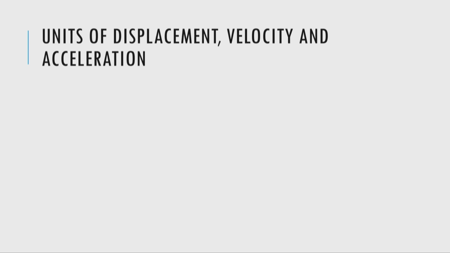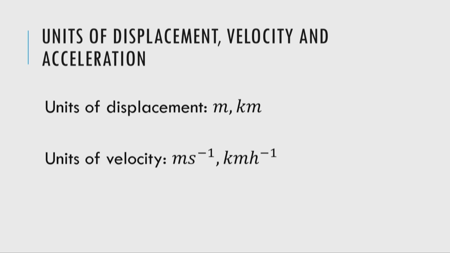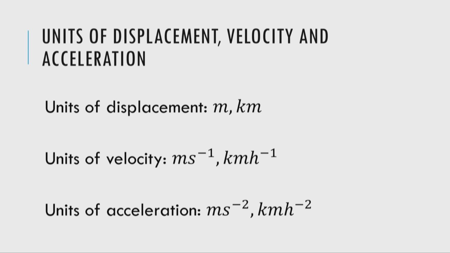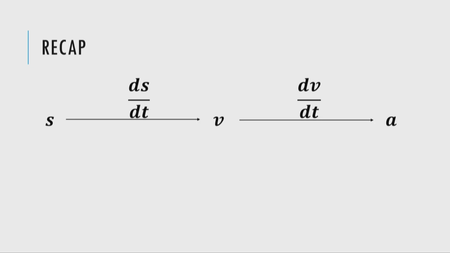Units of displacement, velocity and acceleration. Units of displacement are meters or kilometers. Units of velocity are meters per second or kilometer per hour. Units of acceleration are meters per second squared or kilometer per hour squared. A quick recap. From s to get v, we differentiate, ds by dt. From v to get a, we differentiate, dv by dt. Let's apply this rule to an example.